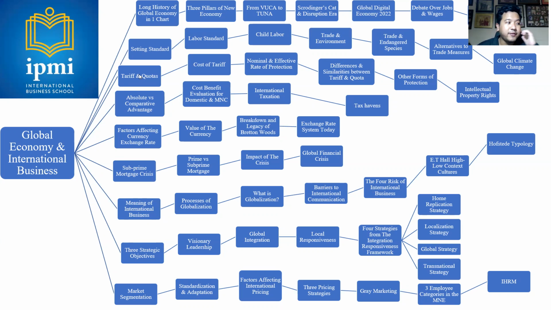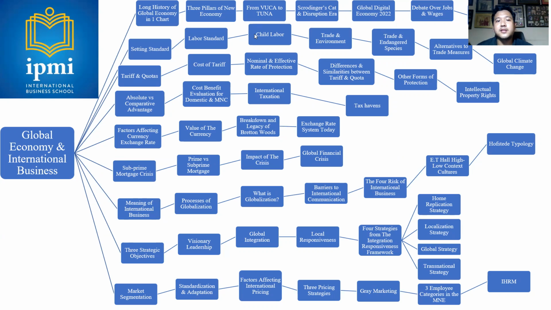And next, I will explain about the tariff and quota. In here, a tariff essentially means a tax on imports and a quota is the physical limit on import quantity. The cost of tariff itself can come from the retaliation by other countries, which will hinder innovation, and may come from rent seeking.